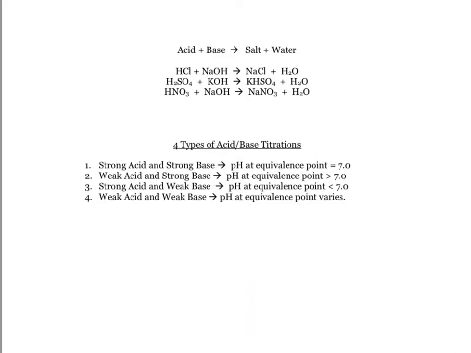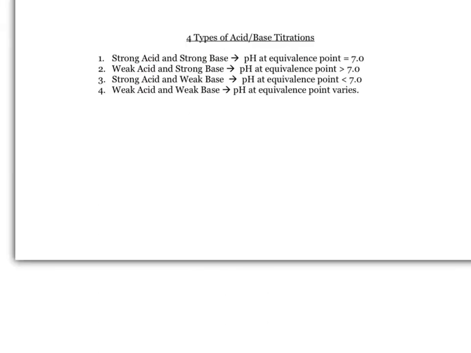Recall from Science 1206 that an acid and base reacting together will always create a salt plus water. There are several examples listed. Please remind yourself of this or review your Science 1206 notes. There are 4 different types of acid and base titrations. We can have a strong acid and a strong base, a weak acid and a strong base, a strong acid and a weak base, and a weak acid and a weak base.